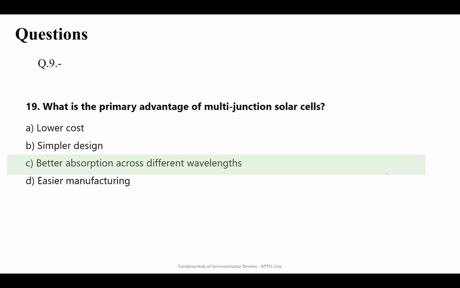But sir, I have one extra question. If I make a multi-junction, we have to make different layers. So will more interface defects be created compared to a single junction? There will be, that is the thing, right? We have to optimize.